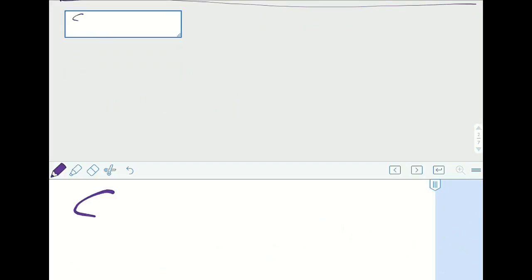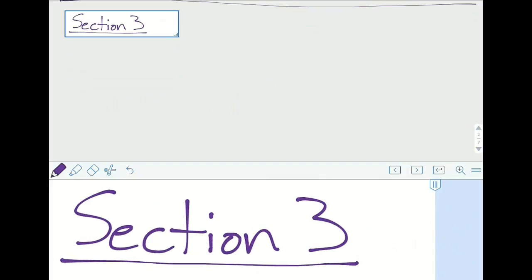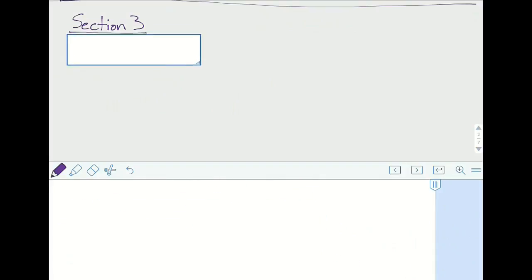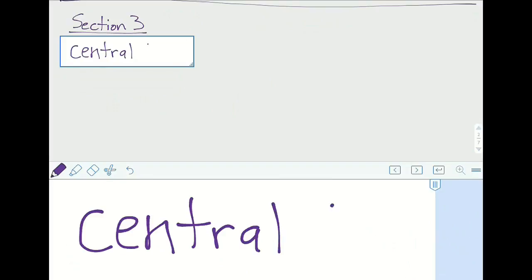We are starting section 3. And we're going to be studying spread and central tendency. So if we can go ahead and start our notes, we're going to write the words central tendency.